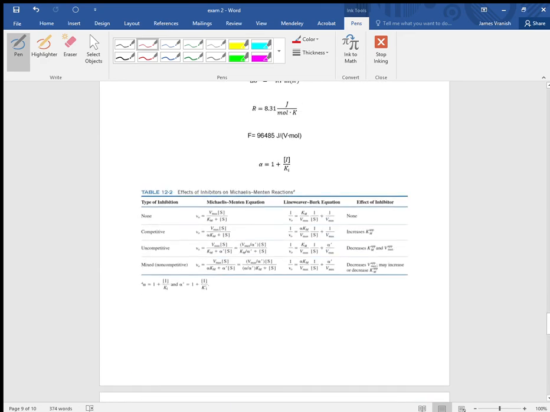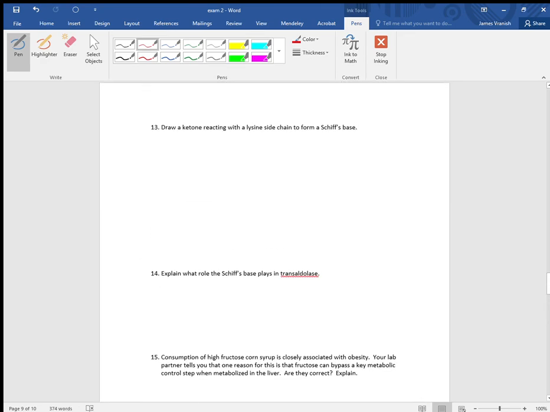All right, so let's wrap up the exam. We've got a few more questions here. Draw a ketone reacting with a lysine side chain to form a Schiff base. Let's go ahead and draw that real quick for you guys. So we have a ketone group. It doesn't matter what you have on the ends. It just had to be a carbon double bond oxygen. You got a point just for drawing me a ketone.